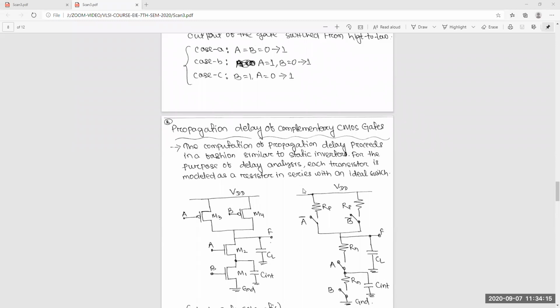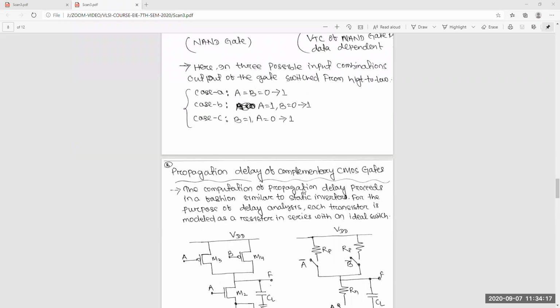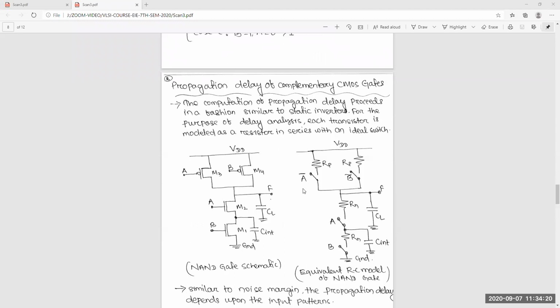Sir, another thing: the best case will be when the two inputs are equal? No, that is in the inverter case. We will not say that is the best case; we already calculated the optimized beta value for minimum delay. That is the best case actually.